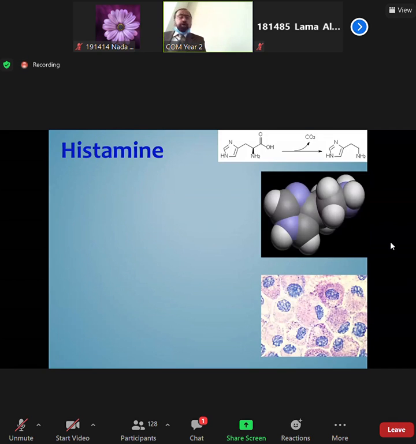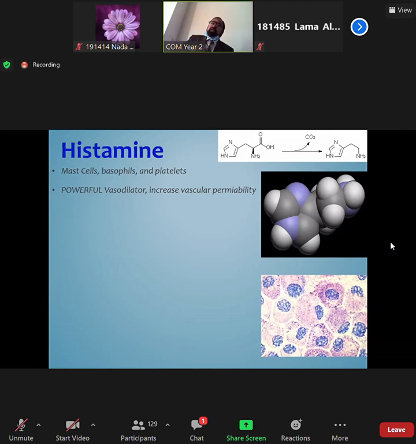Now we will go through the chemical mediators one by one, not in detail, but so that you know something about each. For example, histamine. It is secreted from mast cells, basophils, and platelets. It is important to know which chemical mediator is secreted from which site. They are powerful vasodilators. They increase vascular permeability. They are vasoactive amines.